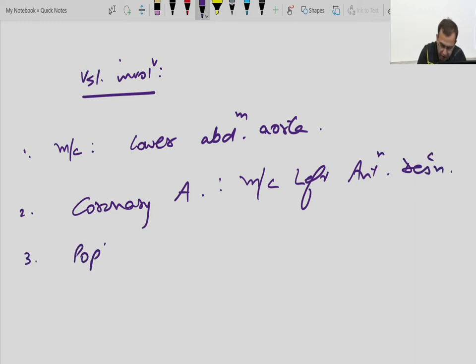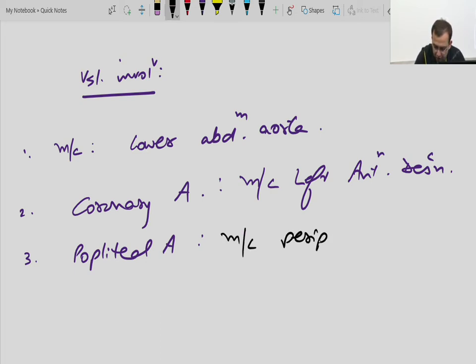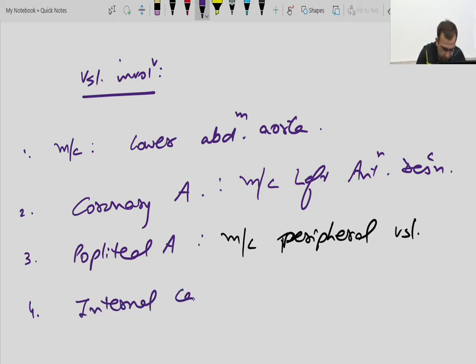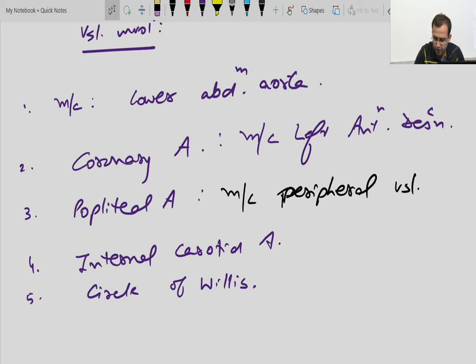Next, popliteal arteries. The popliteal artery is the most common peripheral vessel involved with atherosclerosis. The others are internal carotid arteries and those of the circle of Willis. This is the descending order of involvement with atherosclerosis.